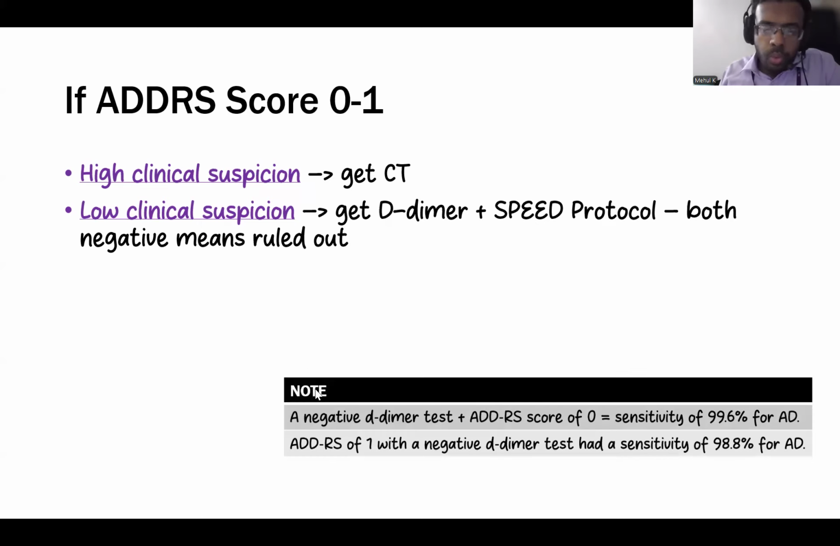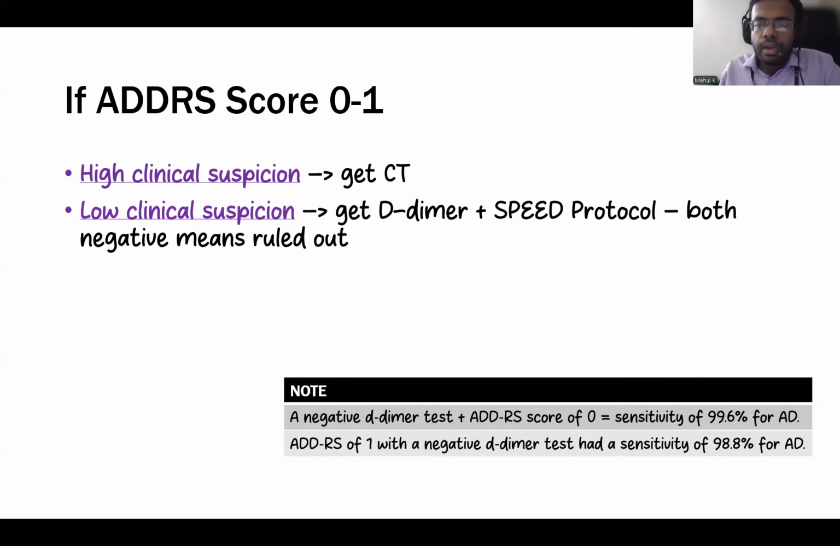So this has been validated in a study. I think it was done in 2017 or so. Negative D-dimer plus ADD-RS of 0, negative predictive value of more than 99%. A score of 1 with a negative D-dimer, almost 98%. So combining these two is pretty good when your ADD-RS score is low, 0 to 1.